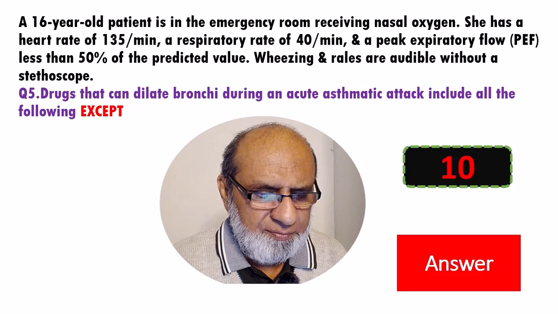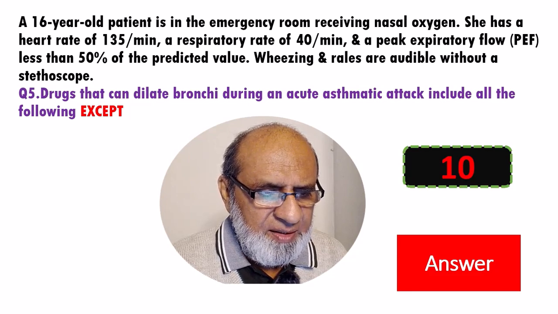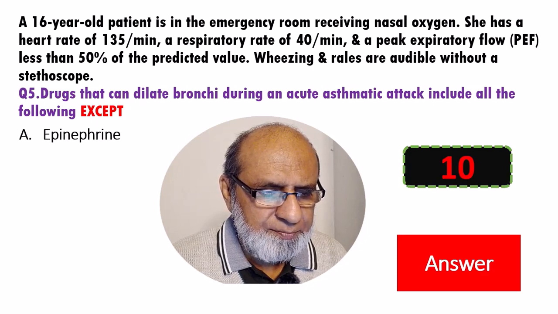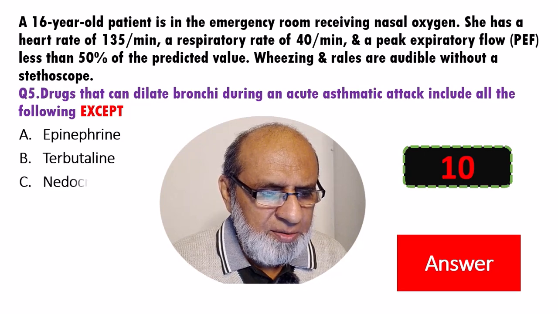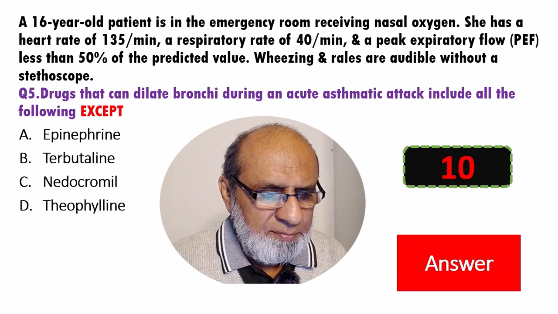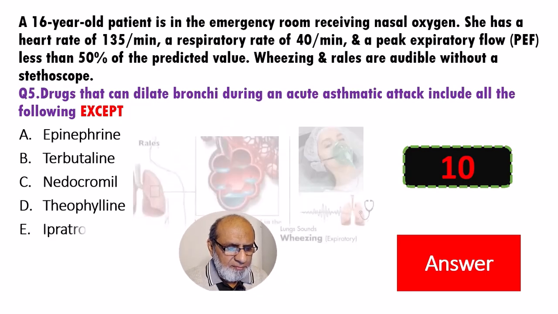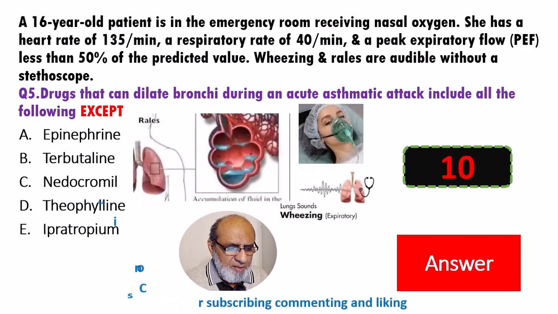Question 5. Drugs that can dilate bronchi during an acute asthmatic attack include all the following except: A. Epinephrine, B. Terbutaline, C. Nedocromil, D. Theophylline, E. Ipratropium.